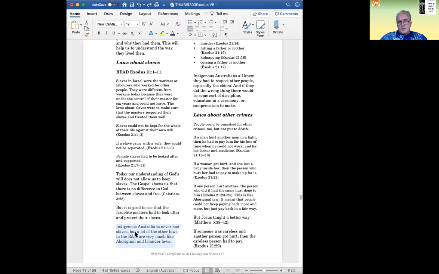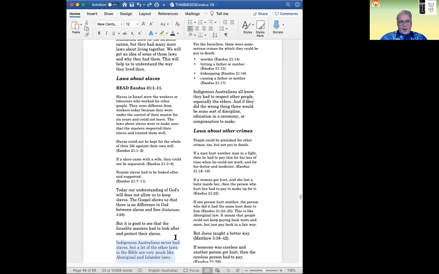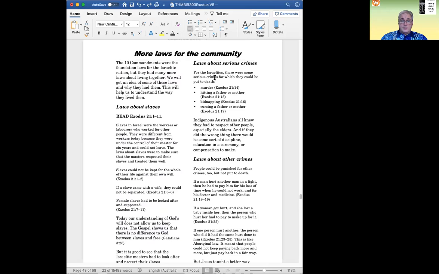So this is one of those ones which isn't very much like what anybody here in Australia in traditional societies have experienced. But a lot of the other laws that are talked about are very similar to traditional law and custom. So many Aboriginal, many Islander laws have some similarities. So there's a list of serious crimes, things which could incur the death penalty.